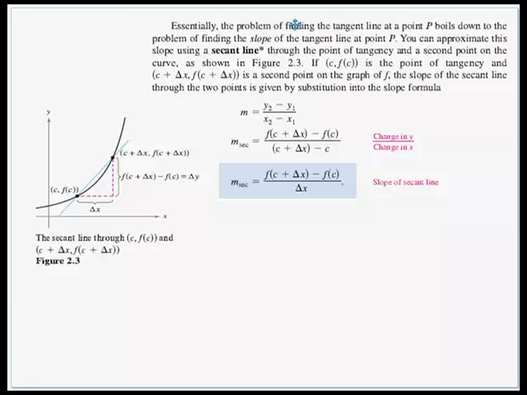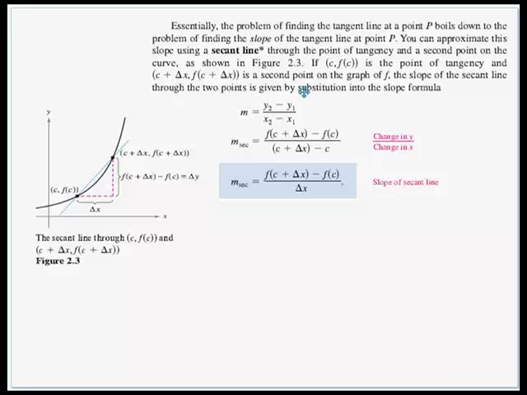So essentially, the problem of finding a tangent line at a point P boils down to the problem of finding the slope of the tangent line at that point. You can approximate this with a secant line through the point of tangency and a second point on the curve, like we just talked about.